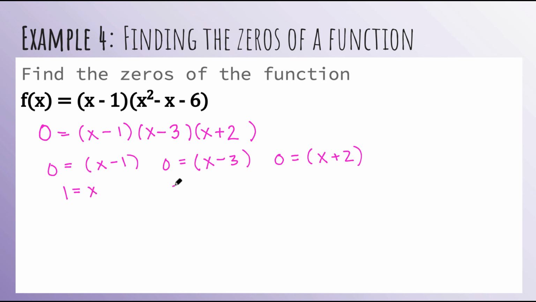We add 3 to both sides. So 3 is equal to x. And over here we get a negative 2 equals x. So we end up with the same solutions. X equals negative 2, 1, and 3, which are the zeros for the function.